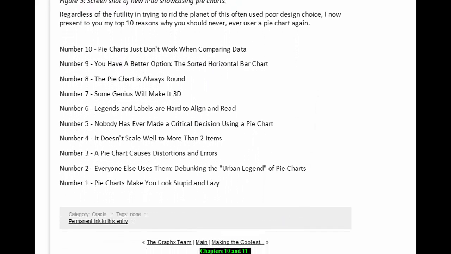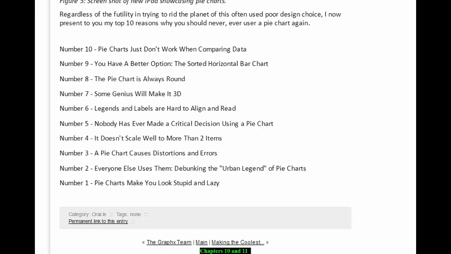So here we get to the countdown. Number 10, pie charts just don't work when comparing data. Number 9, you have a better option, the sorted horizontal bar chart. Number 8, the pie chart is always round. Number 7, some genius will make it 3D. Number 6, legends and labels are hard to align and read. Number 5, nobody has ever made a critical decision using a pie chart. Number 4, it doesn't scale well to more than 2 items. Number 3, a pie chart causes distortions and errors. Number 2, everyone else uses them, debunking the urban legend of pie charts. Number 1, pie charts make you look stupid and lazy.